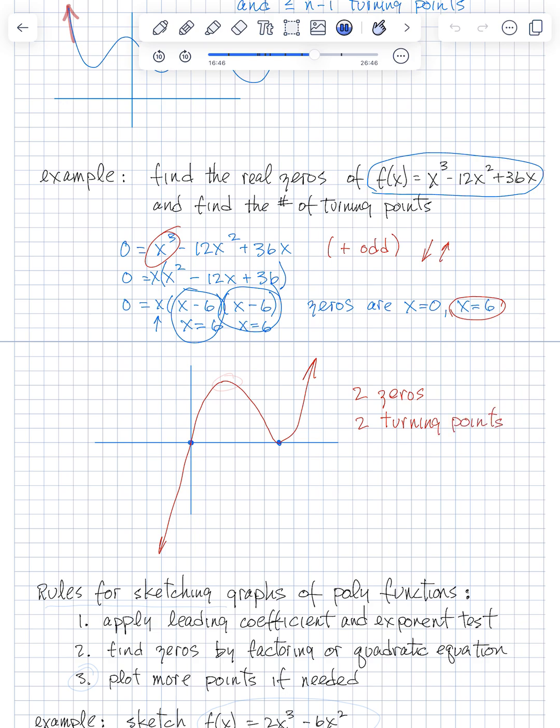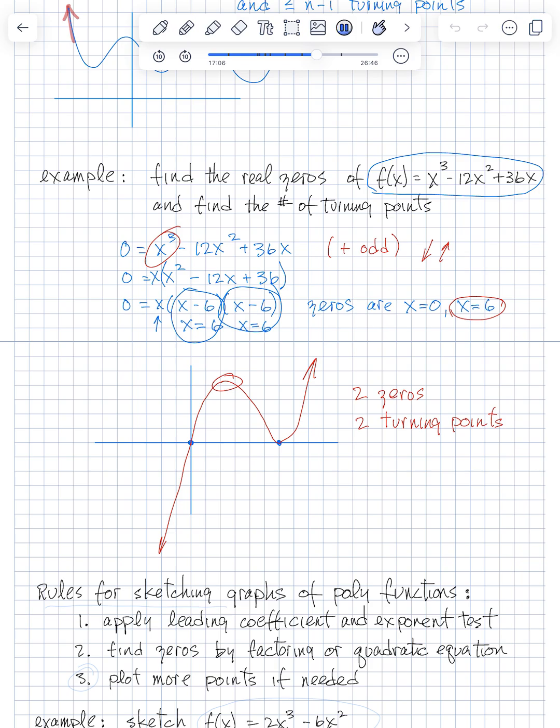Now, what we don't know is where this vertex is here. Doesn't really matter at that point. It could be higher, it could be lower, but at least we described the shape of the graph, and we know what it does on the end behavior.